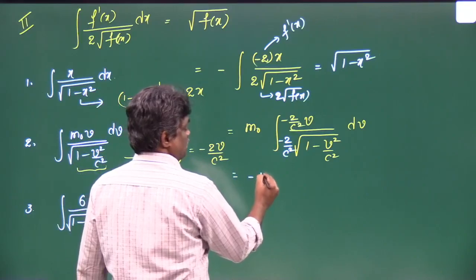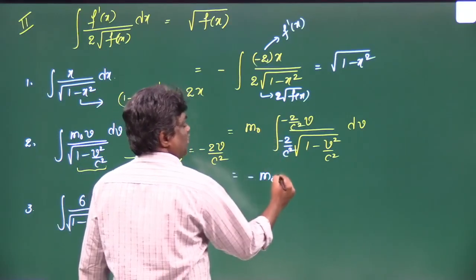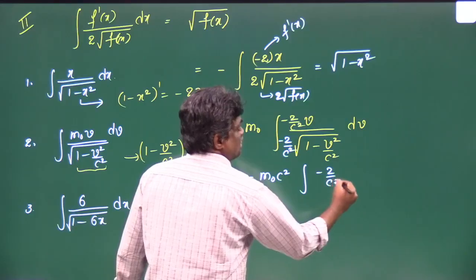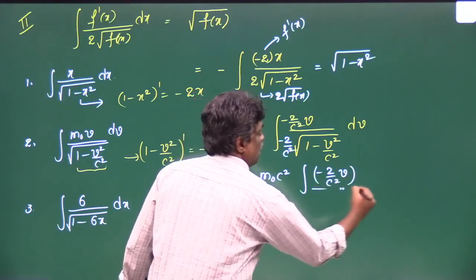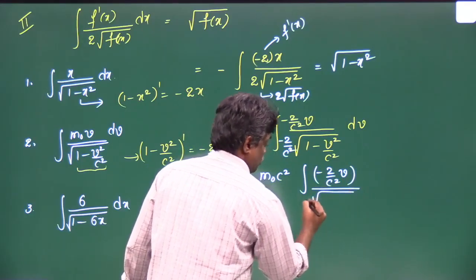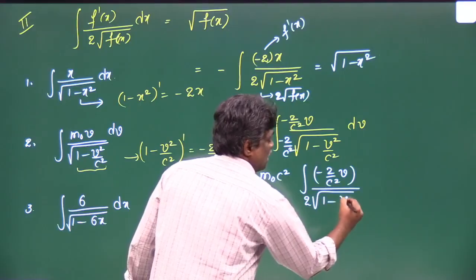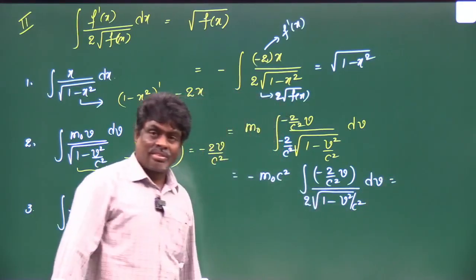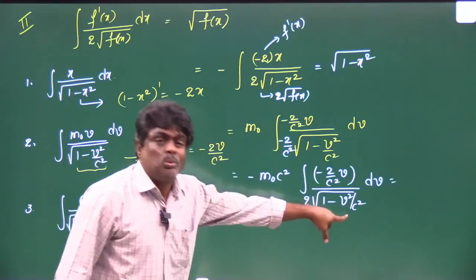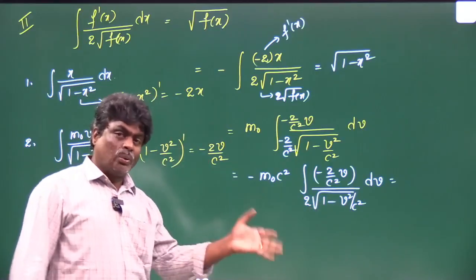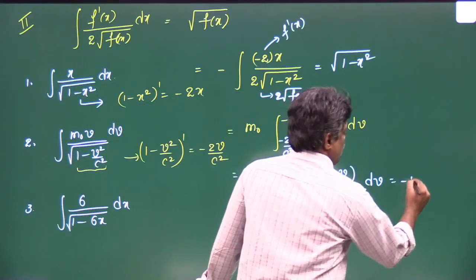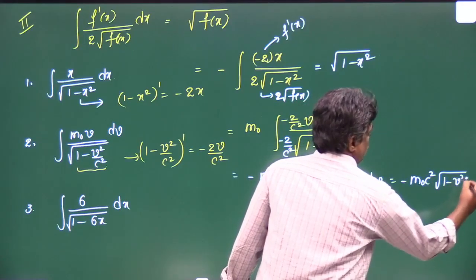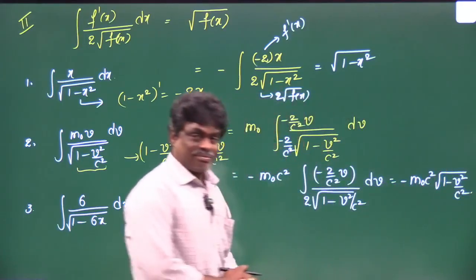That is minus m naught. The c square will come into the numerator. Integral minus 2 by c square into v by under root, of course, 2 into 1 minus v square by c square dv. F dash of x by 2 root f of x is simply root f of x. So minus m naught c square under root 1 minus v square by c square.